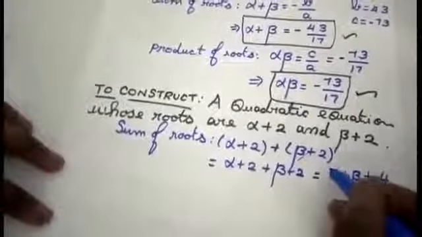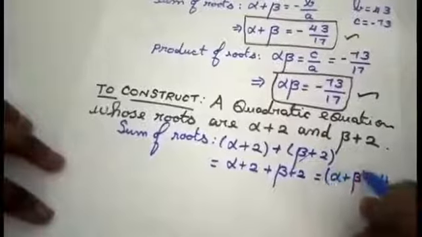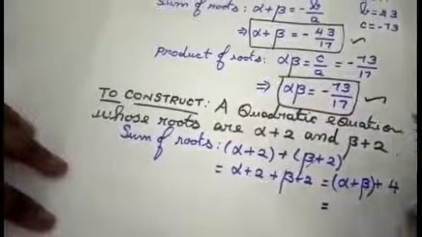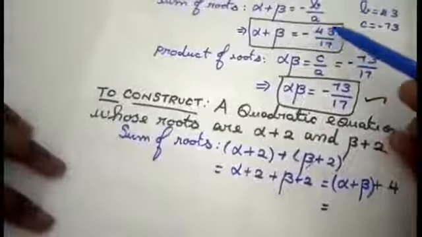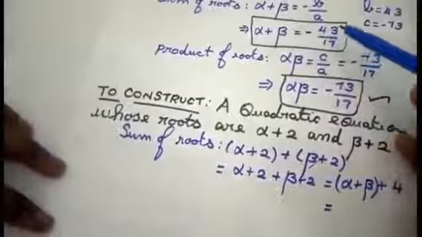Now just look here. What is the value for alpha plus beta we found out just now? Alpha plus beta is nothing but minus 43 by 17. I am going to apply this value here.